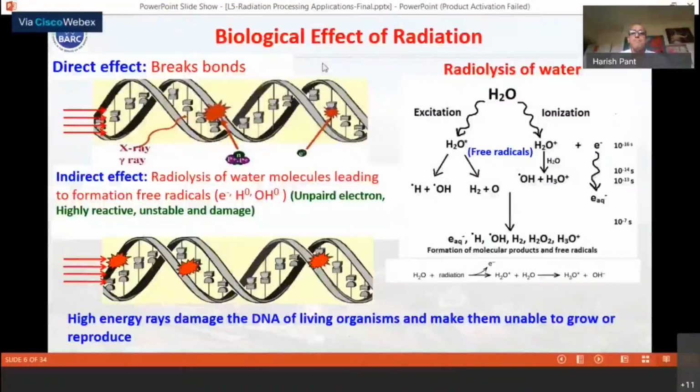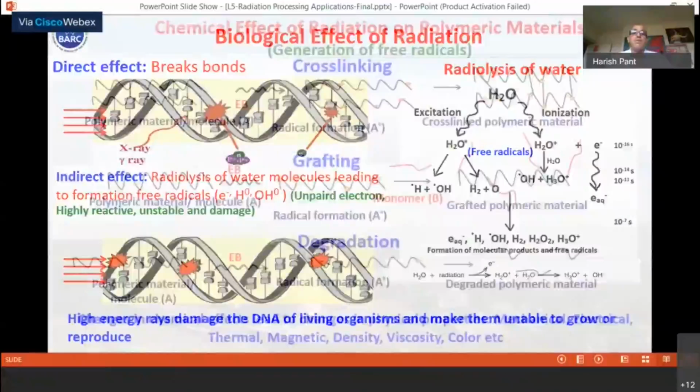So all the radiations do is damage the DNA, and as a result the living cells cannot grow or reproduce. So these are the biological effects of radiation on biological systems.